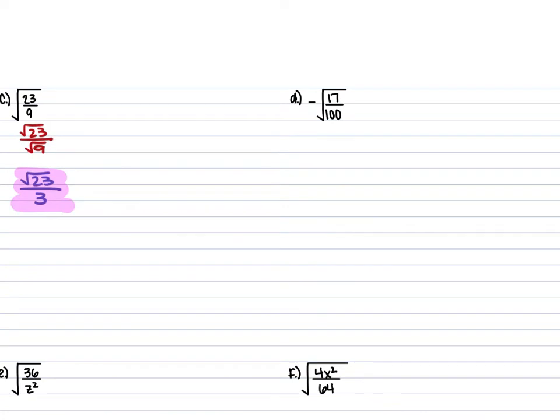For example D, we have the opposite of the square root of 17 over 100. So again, I'm just going to rewrite this as the opposite of the square root of 17 over the square root of 100. 17, again, is a prime number, so we're going to leave it as the square root of 17. And that square root of 100 is 10. So this is just giving us the opposite of the square root of 17 divided by 10.